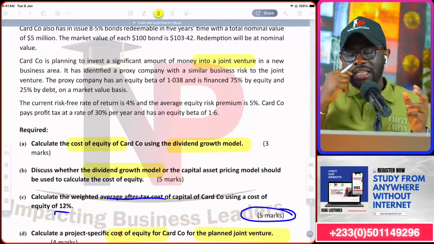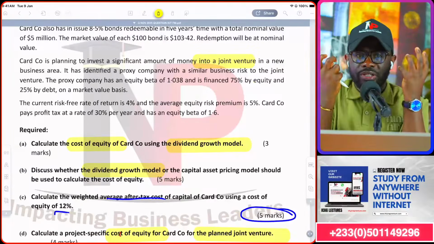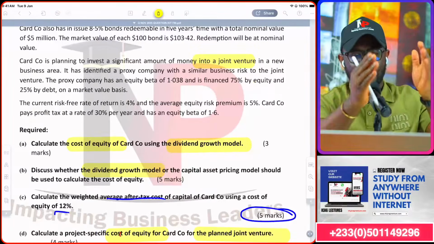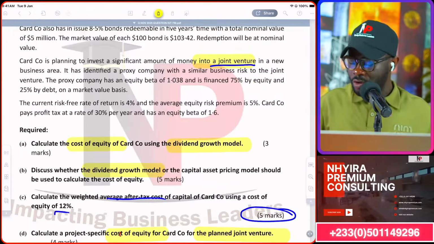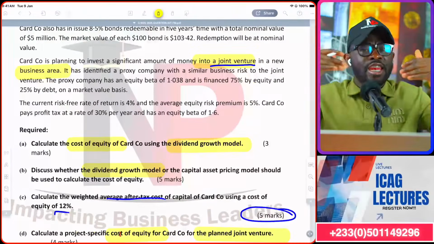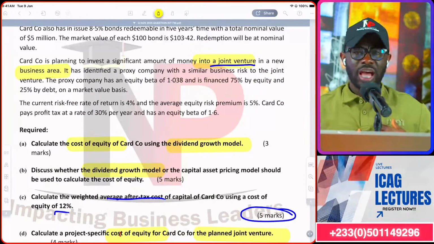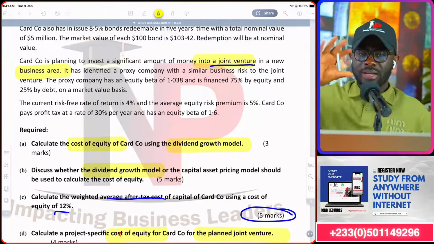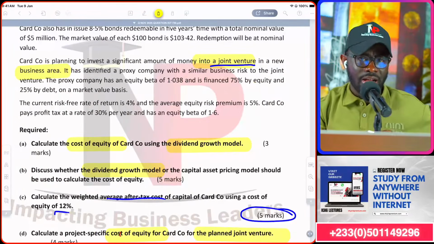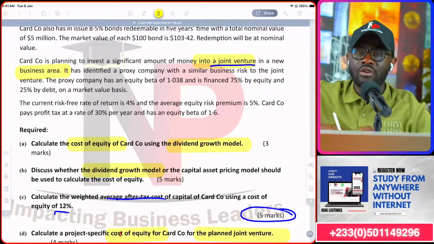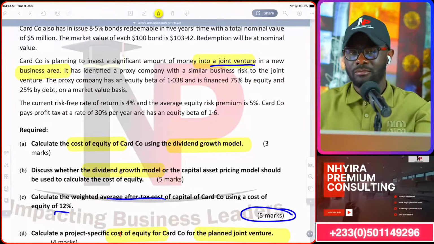Now, it's important you understand what you are doing on this level so that when you read the question, it helps you to draw principles up directly. So we take it again. CADCO is planning to invest a significant amount of money in a joint venture in a new business area. So since it's a new business area, it means that to calculate the cost of equity for our company, CADCO, we cannot use our current equity beta. We must know the asset beta for that new business area, use that to recalculate the equity beta for our company, then we can use that equity beta to now calculate the cost of equity using the capital asset pricing model.